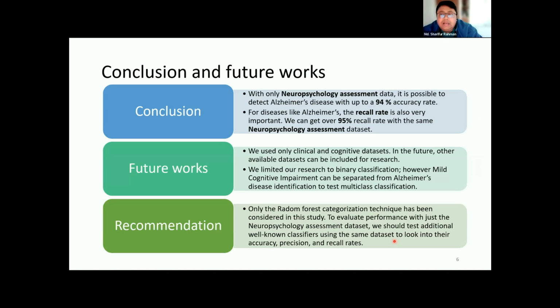Next is the conclusion. What we get with this research. With only neuropsychological assessment data, it is possible to detect Alzheimer's disease up to 94% accuracy rate. And for a disease like Alzheimer's, the recall rate is very important, as I have said before, and we could get up to 95% recall rate with only this neuropsychological assessment data set.